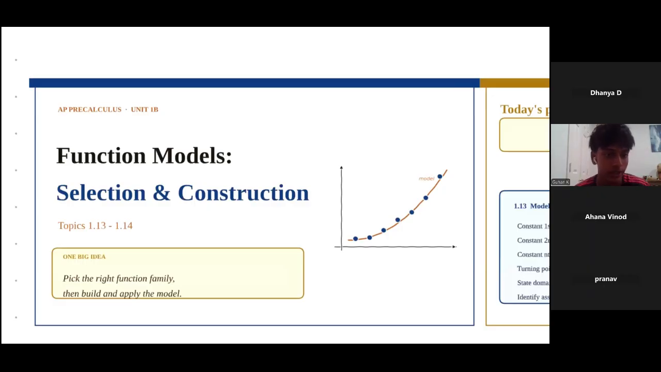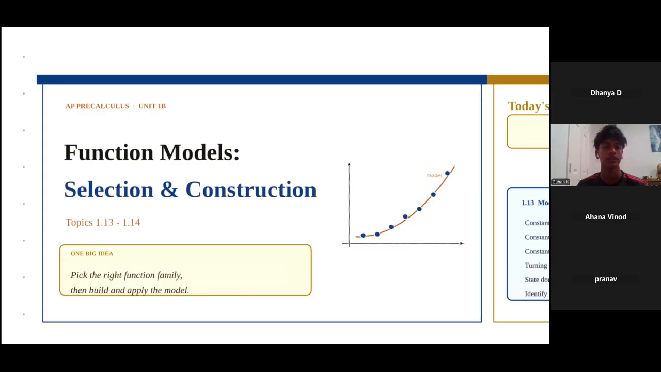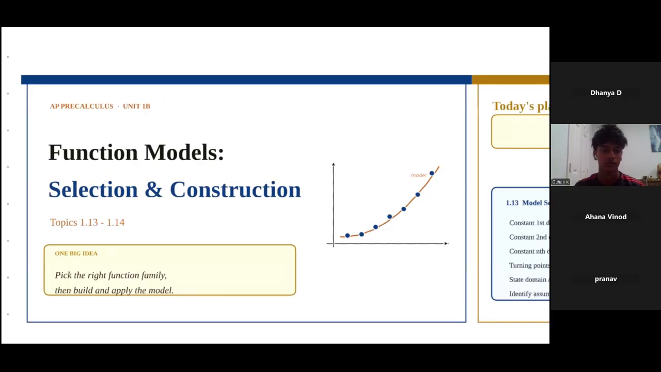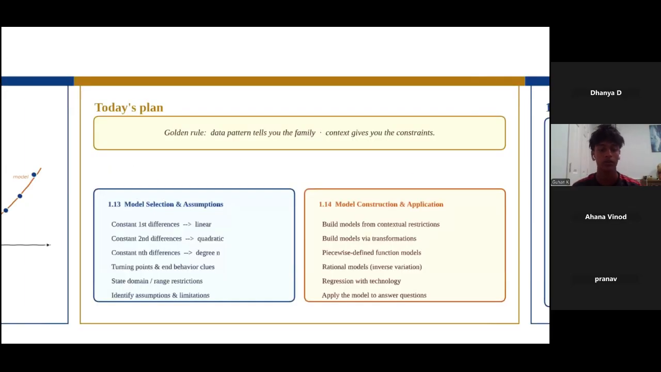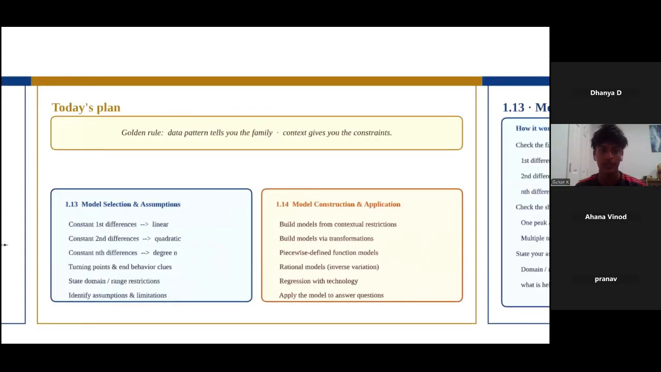All right, today we're going to be looking at topics 1.13 and 1.14. And the key idea is function models and selection and construction. For 1.13, we're going to go through constant first differences, second differences, and nth differences, which we kind of looked at last lesson, where we're trying to find if it's a linear, quadratic, or a different degree polynomial based on the table.